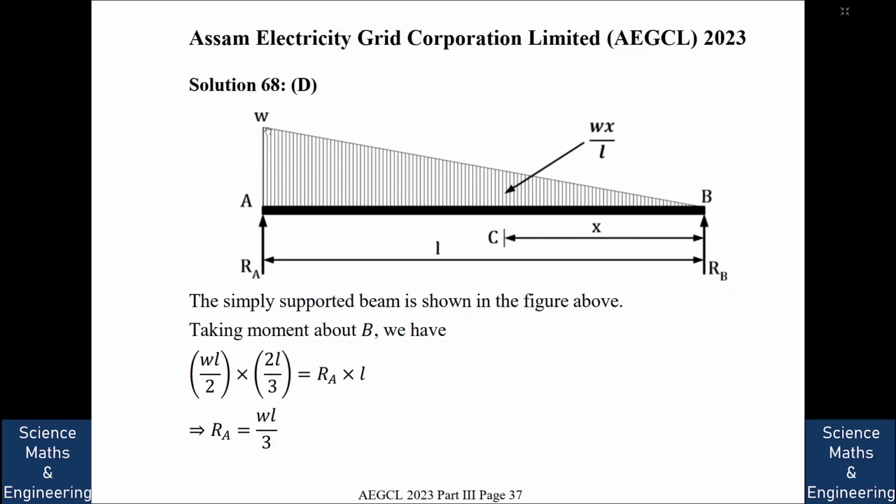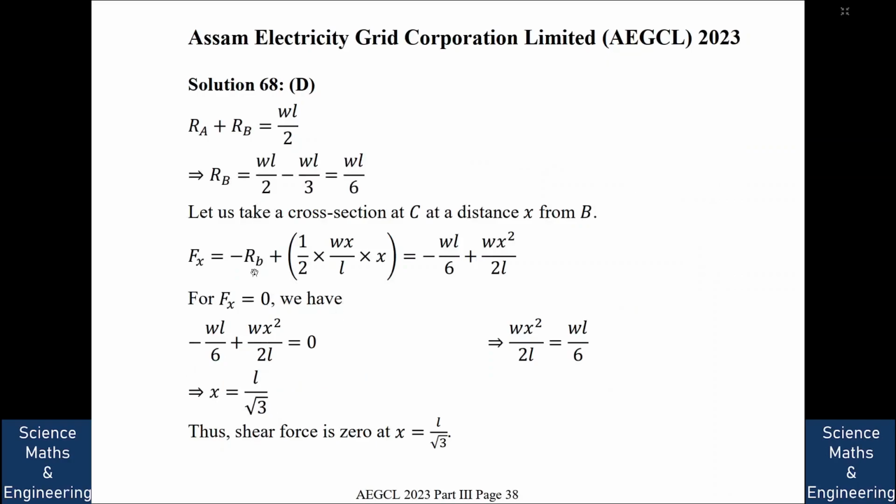And what is the weight? Weight will be half into W into L. So WL by 2 into 2L by 3. It is the moment of this uniformly varying load, and this moment would be equal to RA into L. Okay, and this is anti-clockwise, and RA into L is clockwise. Okay, so they cancel each other. Okay, so from here, that body is in equilibrium. So RA is equal to WL by 3. Now RA plus RB is equal to WL by 2, right? The total weight. So RB would be equal to WL by 6.